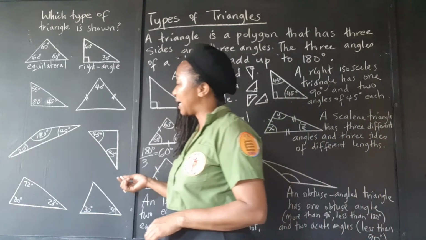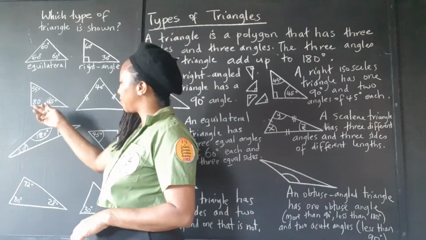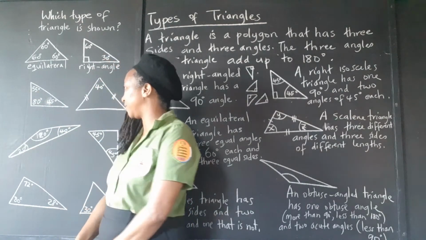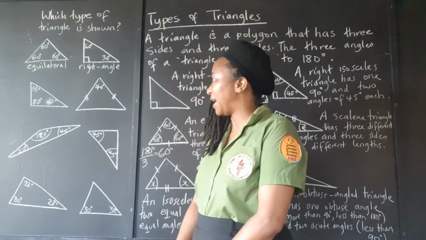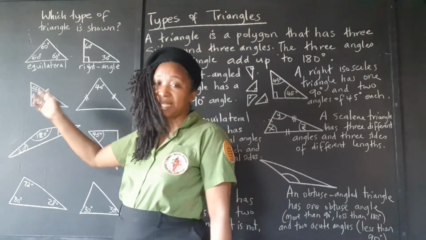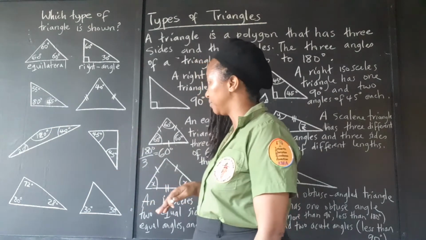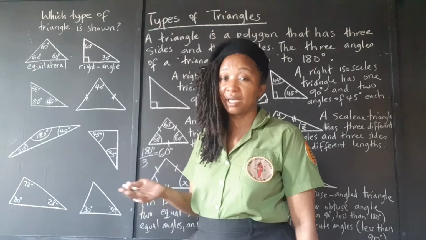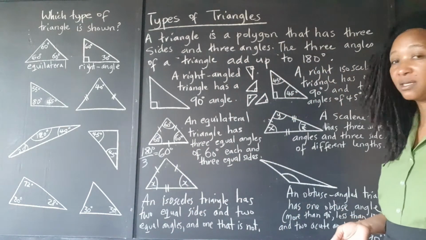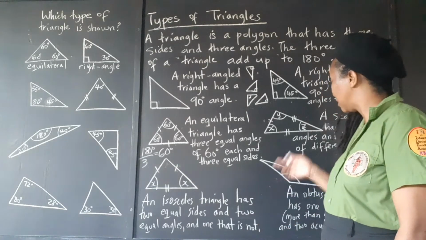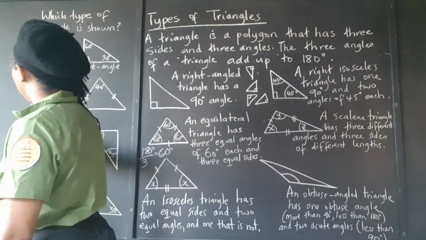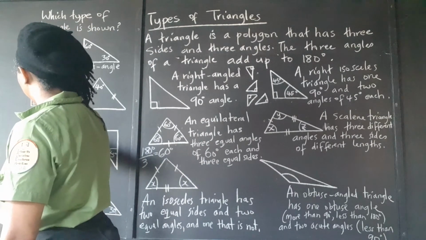Or how about this guy, 80 degrees, 45 degrees, 55 degrees. So the 55 and 45 add up to 100, plus the 80, that's 180 in all. There are three different angles. So which triangle has three different angles? That would be the scalene triangle. The scalene triangle has three different angles.